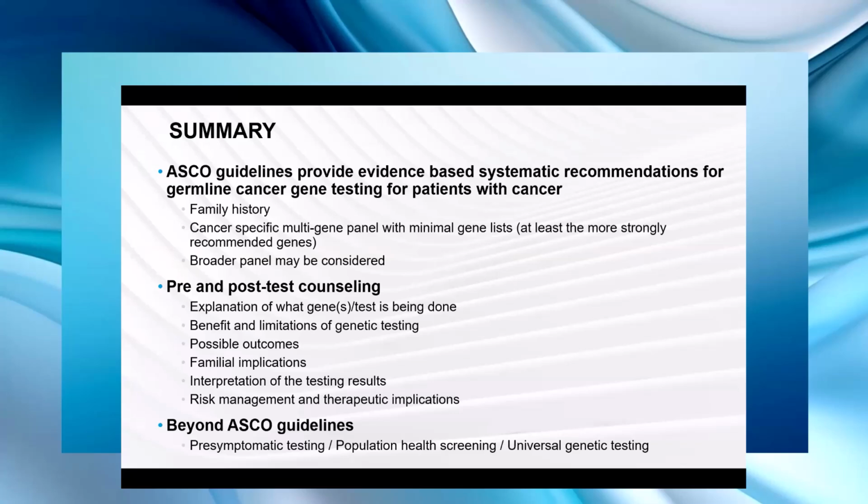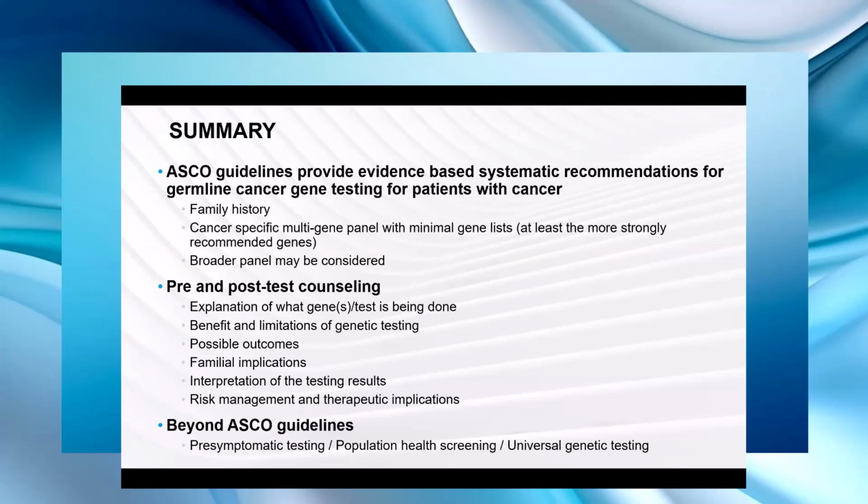The guidelines also emphasize the importance of pre- and post-test counseling, including explaining what genes will be tested, the benefits and limitations of genetic testing, the possible outcomes, the familial implications, and the facilitation of cascade testing in other family members. All this really points out that genetic expertise is essential for the correct interpretation of genetic testing results.